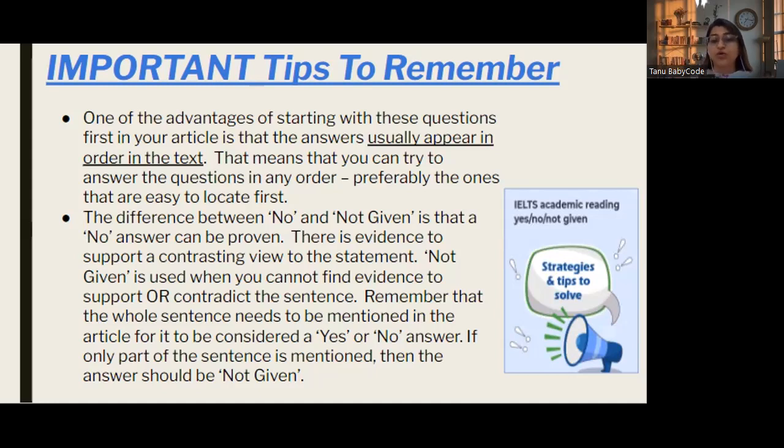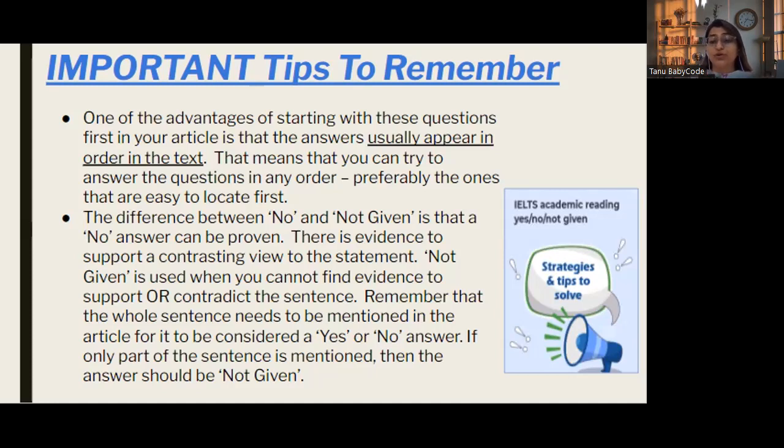But what is the difference between no and not given? With no, the answer can be proven. You can prove that yes, this answer is no. There is evidence that supports a contrasting view to the statement, right? That this statement is opposite to what the writer claims.